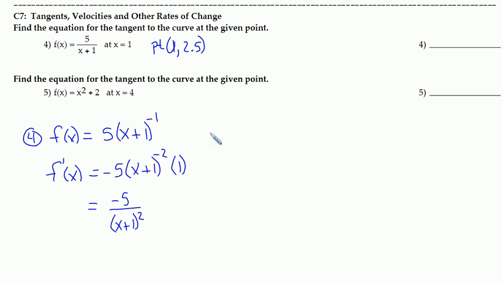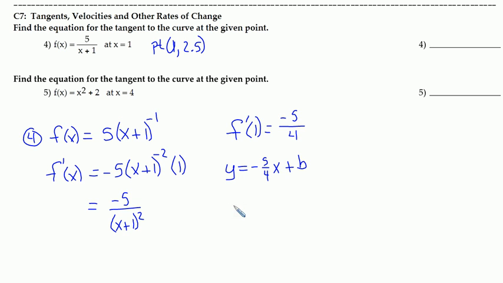So I need to know the slope at that point. So f prime of 1 is equal to -5 over, if I put in 1, I get 1 plus 1 is 2, squared is 4, so -5/4. So I know at this point that my equation could be written as y equals -5/4 x plus some unknown intercept value b.